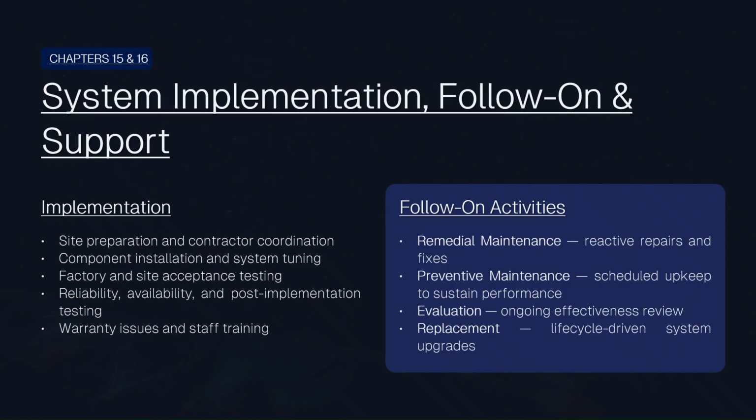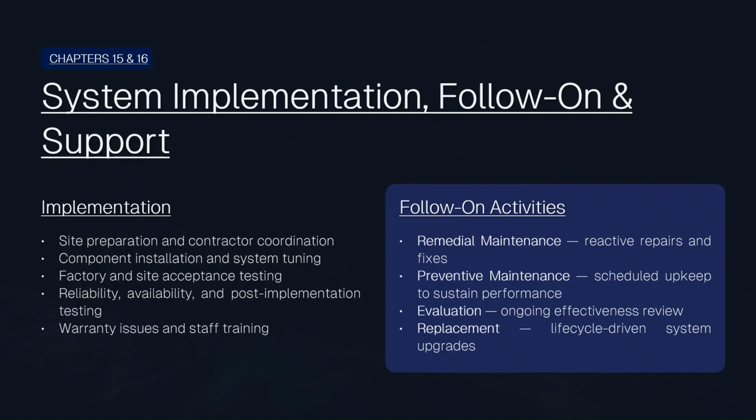After the design and planning stages, the next critical step is system implementation and ongoing support. Implementation begins with site preparation and contractor coordination, ensuring that the facility is ready for the installation of security equipment and infrastructure. This is followed by component installation and system tuning, where security devices such as sensors, cameras, access control systems, and communication systems are installed and configured to operate effectively.